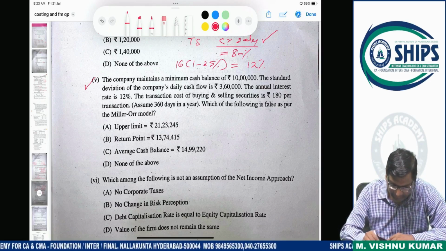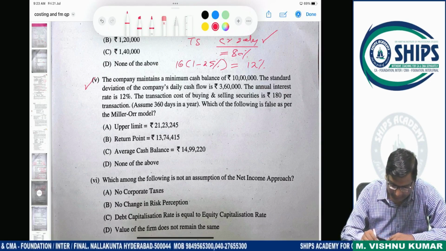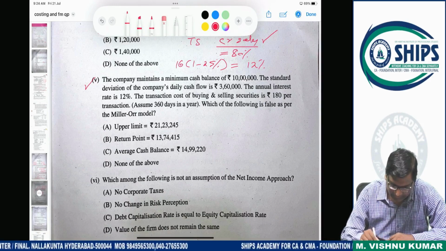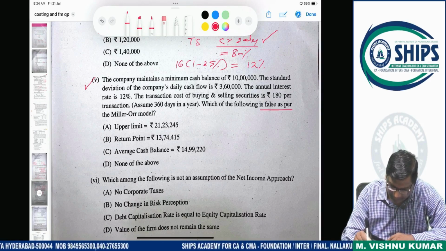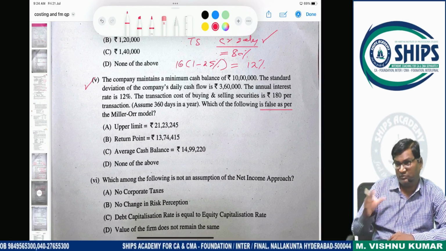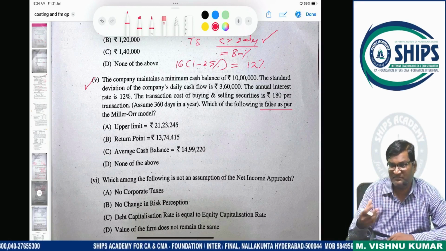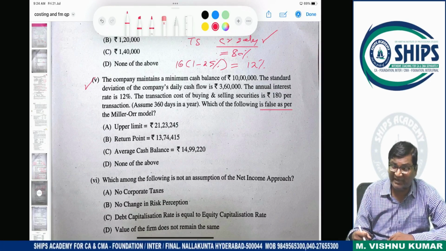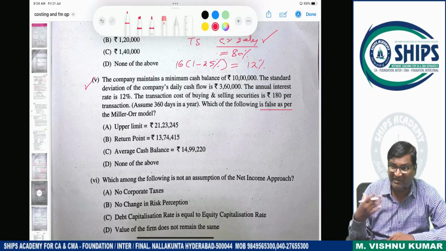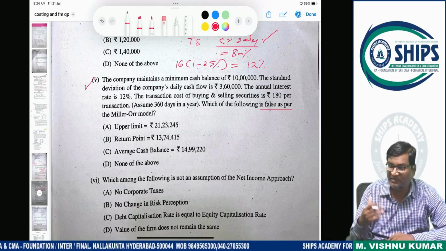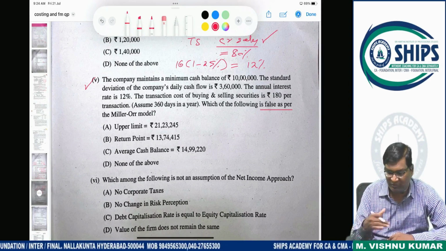The company maintains a minimum cash balance of 10 lakh. The standard deviation of the company's daily cash flow is 3,60,000. The annual interest rate is 12%. Transaction cost is 180. Assume 360 days. Which of the following is false? Again, we have to check for false here. In cash management you have 2 models. The Baumol model is used when cash requirement is even, and the Miller Orr model is used when cash requirement is uneven. If the regular requirement is the same, we use the Baumol model. So this is on the Miller Orr model.